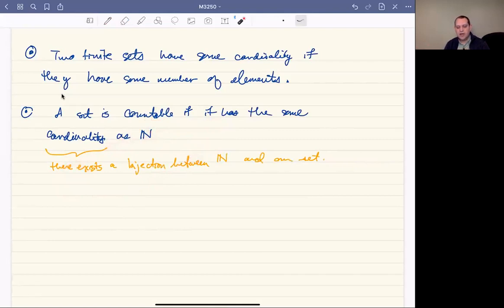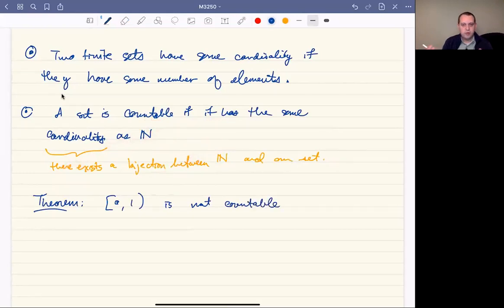So a set is called countable if that set has the same cardinality as the non-negative integers. In other words, if there exists a bijection between the non-negative integers and that underlying set. Now, very surprisingly, it turns out that if you look at an interval of real numbers from 0 to 1, this is not countable.